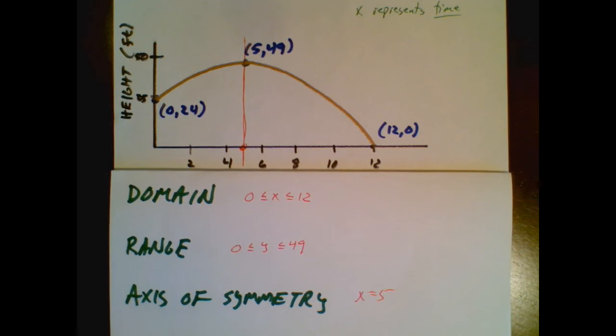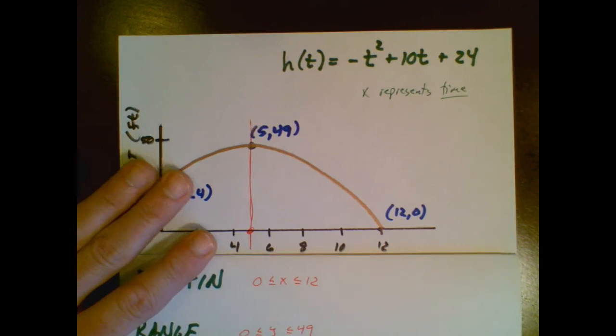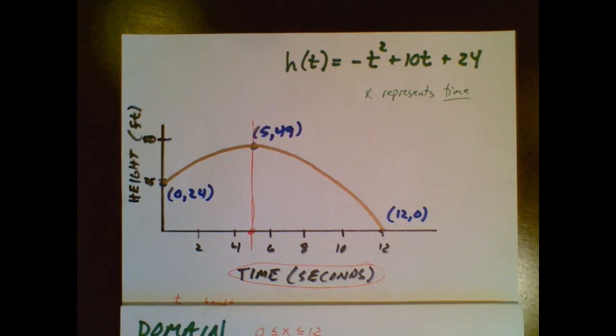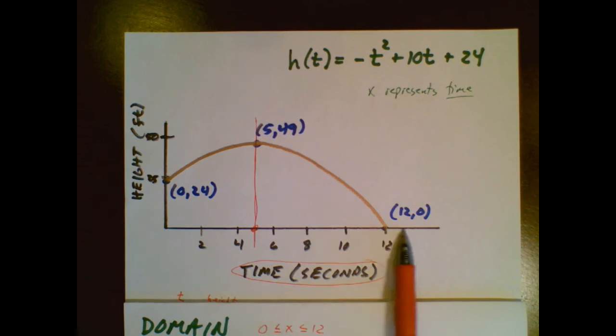And I know it's the line x equals 5 because it's the vertical line that hits the x-axis at 5. The only real difference in this scenario that we've just gone over compared to what you have learned previously is this axis is representing time and not distance.